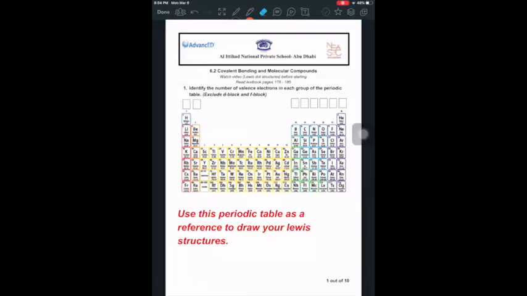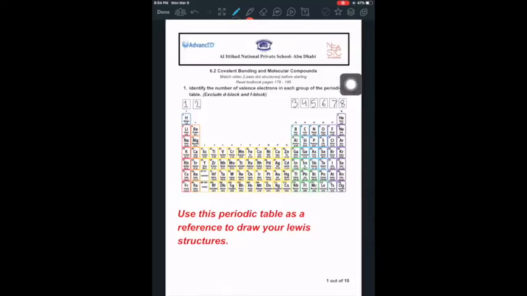We do this by observing which group of the periodic table you are currently in. So if I'm in group 1, I'm going to have 1 valence electron, 2, and then we're going to jump over the D block because we're going to ignore these for the purposes of this course. And then we're going to go 3, 4, 5, 6, 7, and 8.